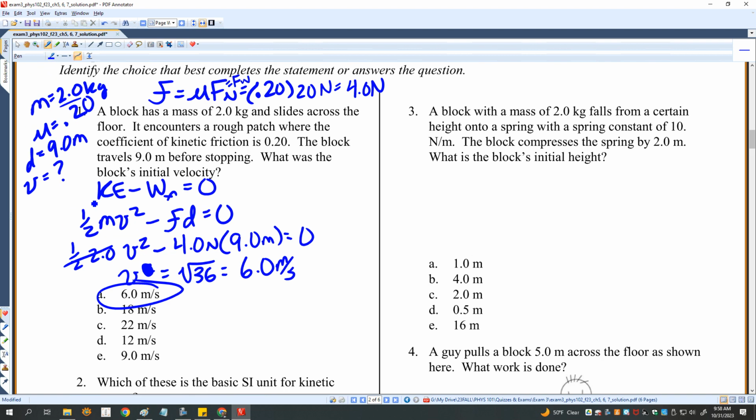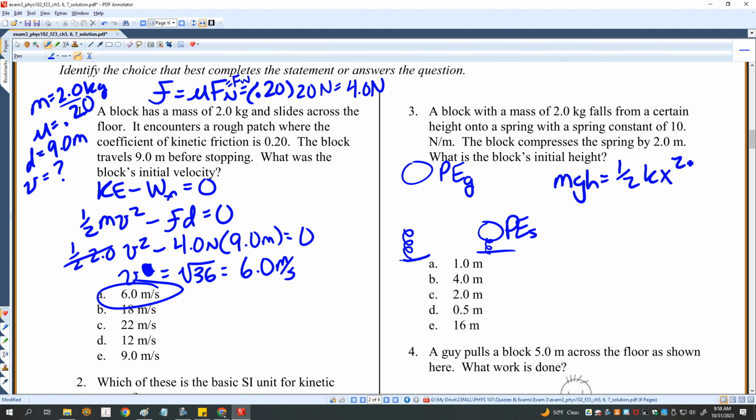A block falls from a certain height onto a spring. The spring constant of 10. The spring compresses. What is the initial height? So initially, this object has potential energy, and there's a spring down here. But then it compresses the spring, and all of that potential energy, which is gravitational, becomes elastic potential energy in the spring. So I say mgh is equal to 1/2 kx squared.